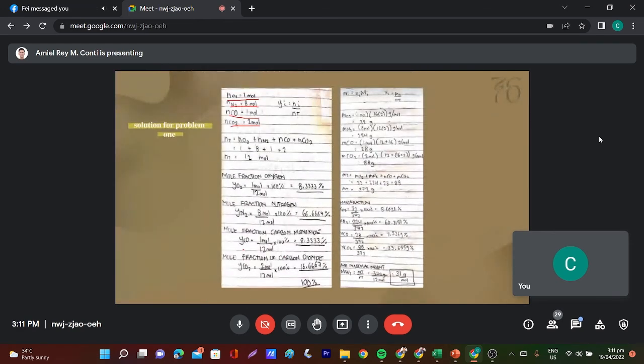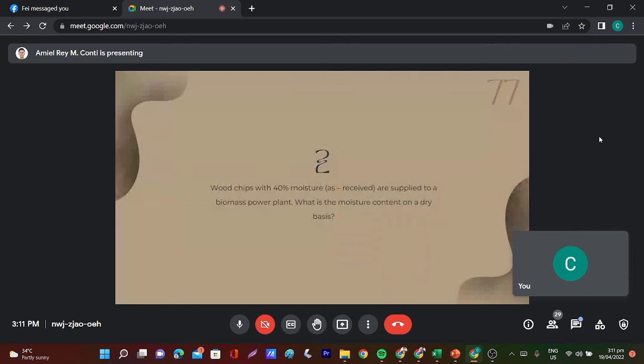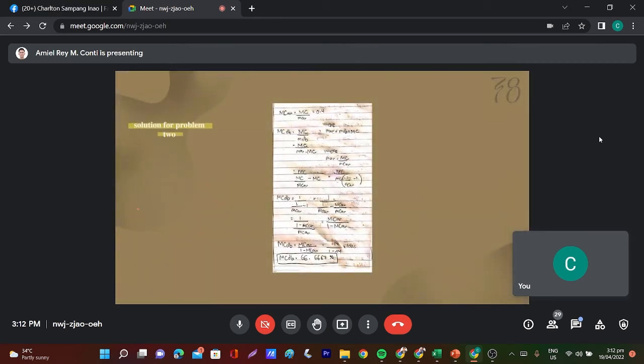And next, sample problem number 2. Wood chips with 40% moisture as received are supplied to a biomass power plant. What is the moisture content on a dry basis? So this is our solution for problem 2.